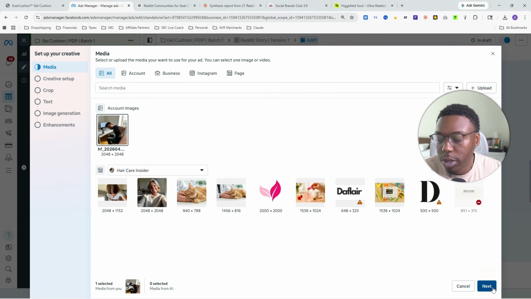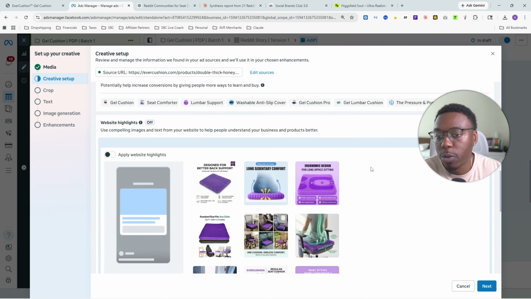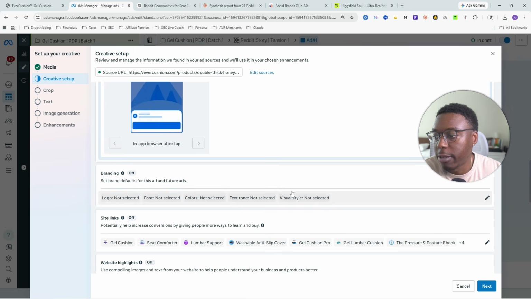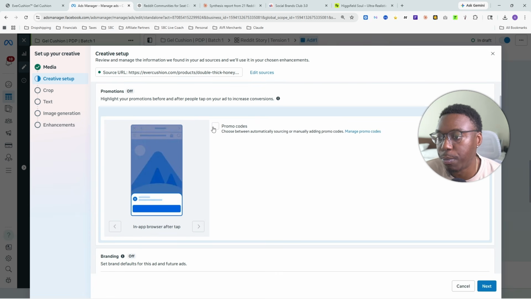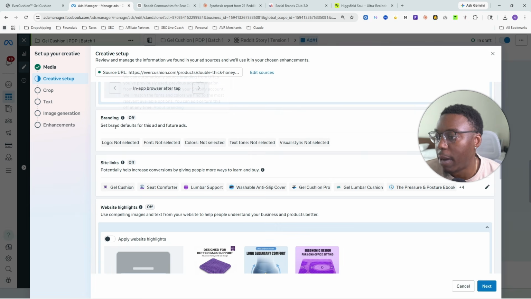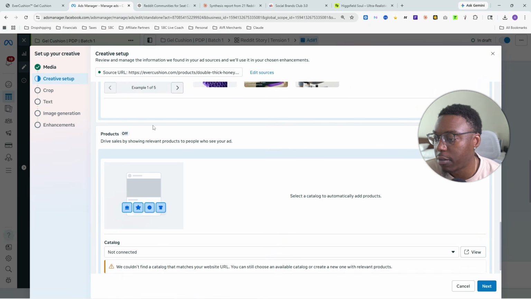Okay, cool. So we'll hit next here, creative setup. All this stuff. So Facebook's going to have a lot of these automatic features turned on. You're going to want to turn all this stuff off. So website summaries off, promotions off, promo codes off, branding off, site links off, website highlights off. All this highlighting stuff, turn off.